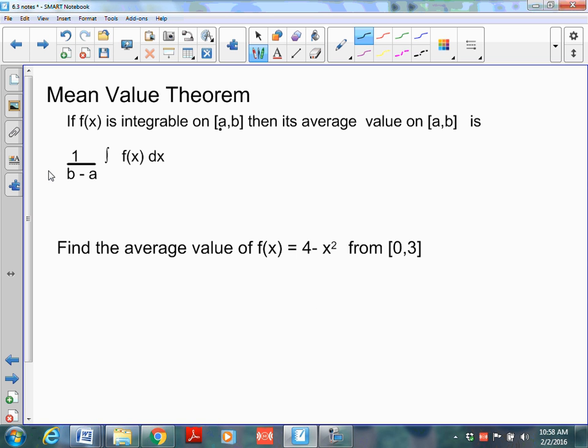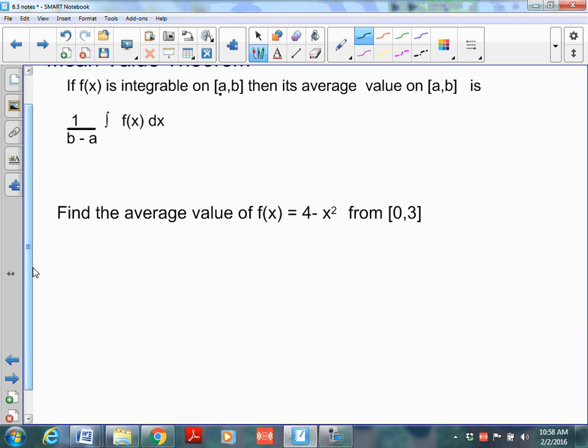The mean value theorem, and here's the definition. If f of x is integrable on a and b, then its average value on a and b is 1 divided by b minus a times the integral of f of x dx. So, on page 291 is this problem right here. The reason I want you to go to page 291 is to look at the picture. I'm hoping you understand it if you look at the picture. If you don't look at the picture, you might not understand it.